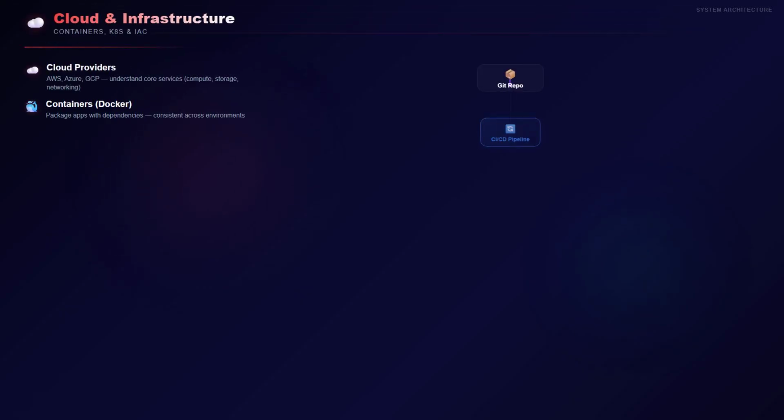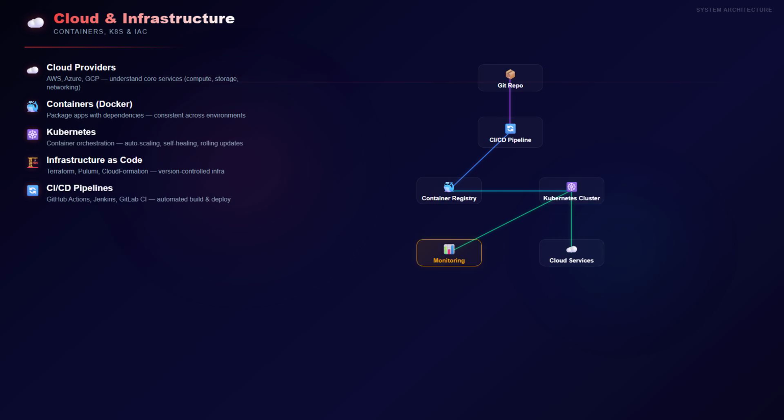Modern system architecture is inseparable from cloud infrastructure. You don't need to master every service, but you need to understand the core building blocks. The three major cloud providers are AWS, Azure, and GCP. Each offers compute, storage, databases, and networking. Learn the concepts, and you can work with any provider.